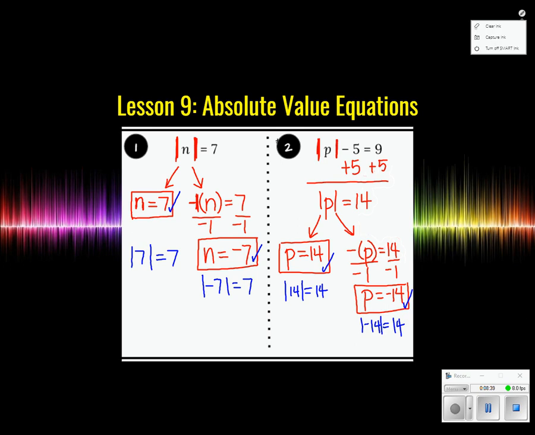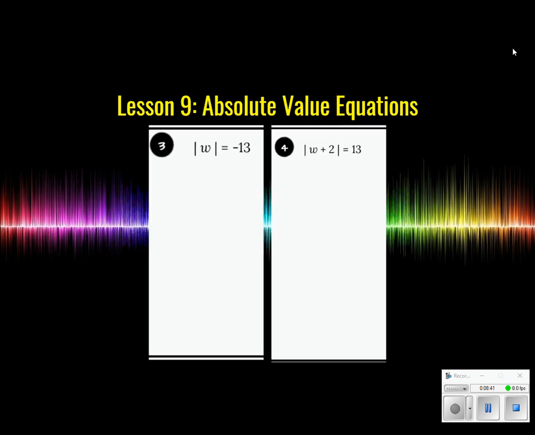Alright, I think we're ready to crank it up a notch, just a little bit. So here's 3 and 4. 4 is a little bit different than what we've looked at so far. 3 isn't too bad, but let's go ahead and look at, here's my absolute value bars. They are already isolated. But here comes step 2. Do you see how this is a negative number? Our answer is no solution.